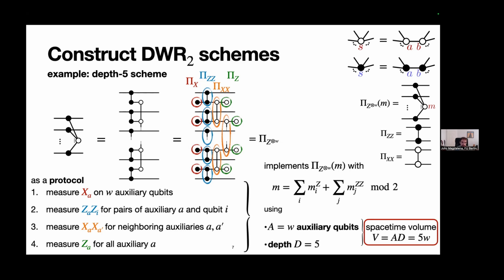Now for all possible post-selections, this implements the measurement we want, where the measurement outcome has to be inferred from the measurements that we actually did. In this case, we have to sum up all the Z measurements. And this scheme uses exactly W auxiliary qubits and depth 5. So the space-time volume is 5W.